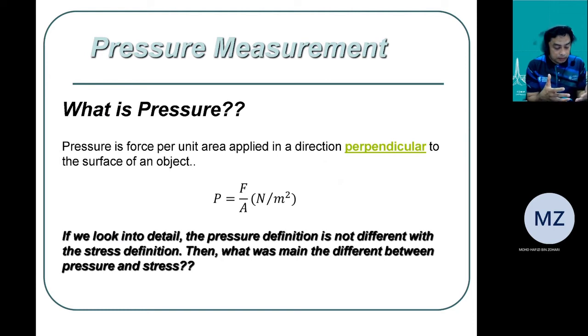All right, so what is actually pressure? If you look at the equation, P equals F over A, and the unit is Newton over meter square. It's actually a force per unit area applied in the direction perpendicular to the surface. It must be 90 degrees to the surface, then we can declare it as a pressure on the surface. But if you look at the equation, we found that it's actually the same as stress.